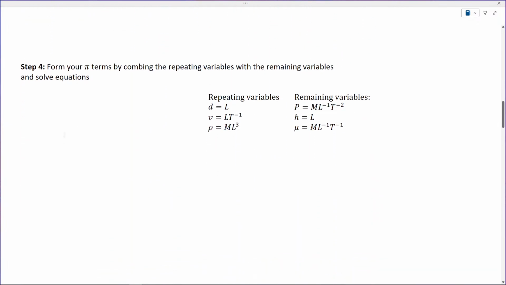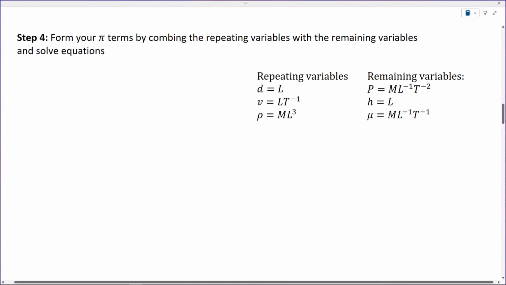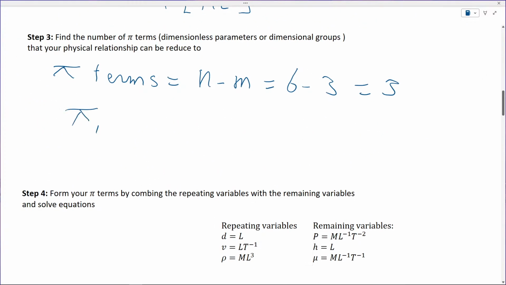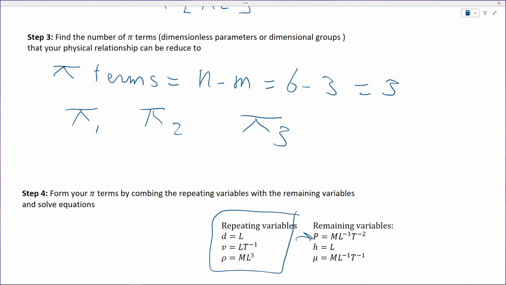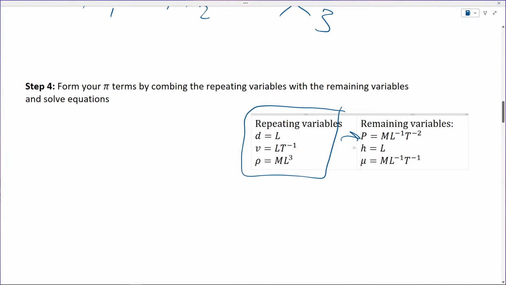So now, these are my repeating variables in each pi. Let's make this a little bit bigger. What does this mean? I will have pi 1, pi 2, and pi 3. Pi 1 will include these guys and this guy. Pi 2 will include these guys and this guy, the H. Pi 3 will include all the repeating variables, plus the one remaining variable. Okay, so let's do this.